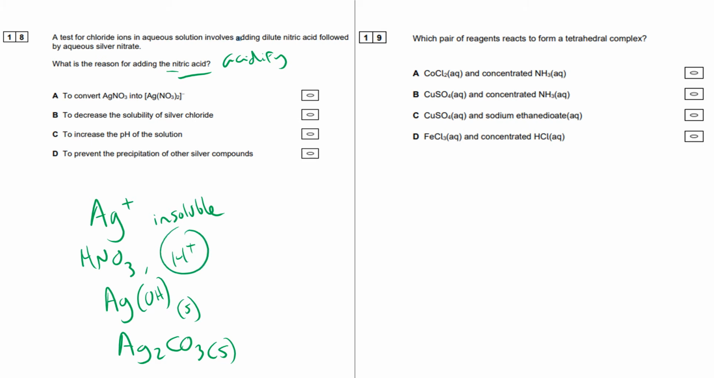So the hydrogen ions will remove any hydroxide ions and carbonate ions, so they won't form those precipitates. It's got nothing to do with the solubility of silver chloride. We're trying to form the silver chloride precipitate, so that's an irrelevant statement. It wouldn't increase the pH of the solution, but that again wouldn't affect the formation of the precipitate. It would in fact decrease the pH. And statement D is correct, to prevent the precipitation of other silver compounds.